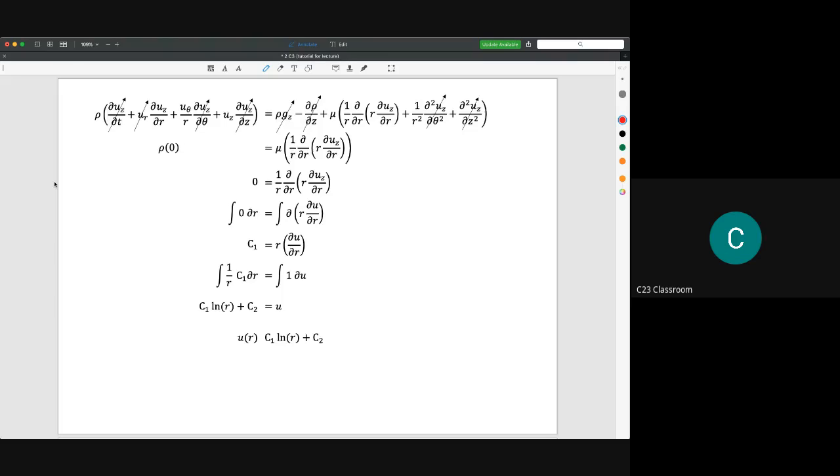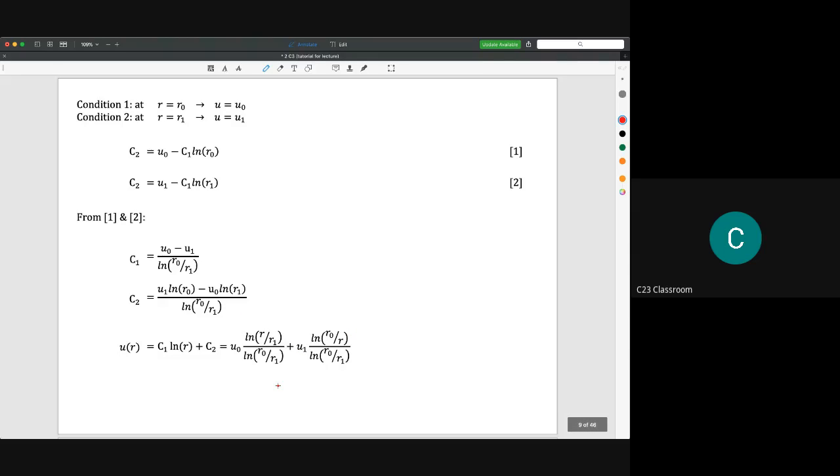So for the first time you will get 0 here, and then please be careful, if you integrate the 0 you will get a constant value, and then if you integrate another time, you will get another constant here. So then you could say that UR is now equal to C1 ln R plus C2. So what you need to do is determine the value of C1 and the value of C2. So how to determine this?